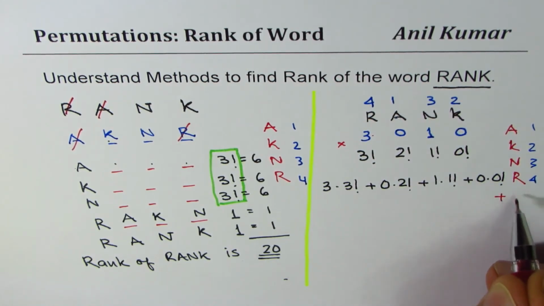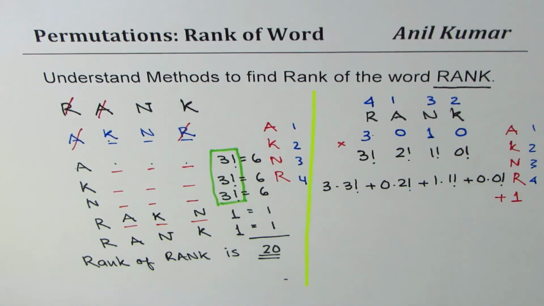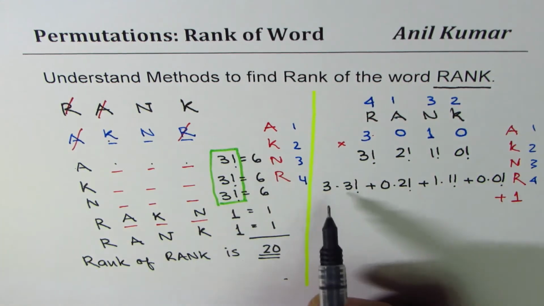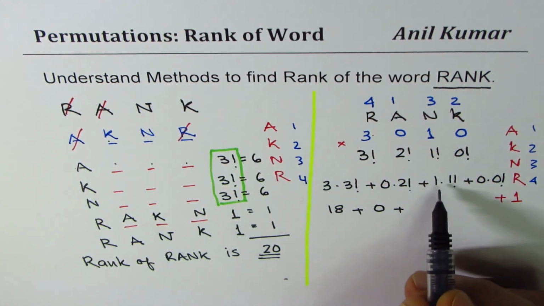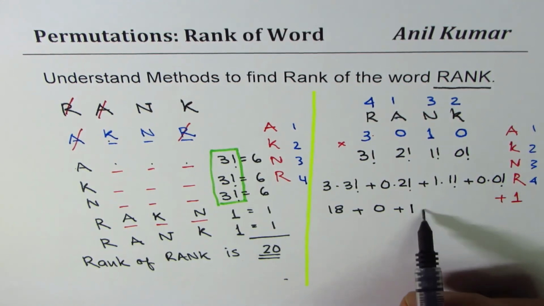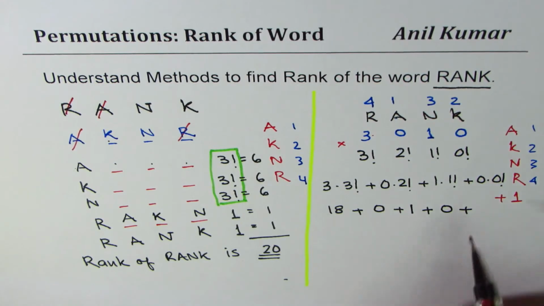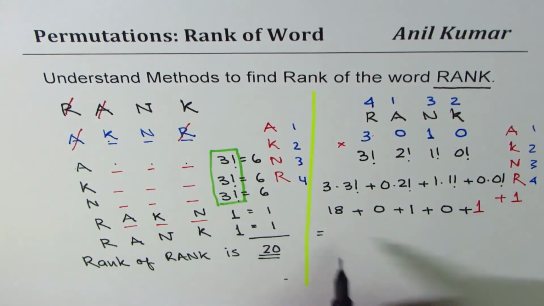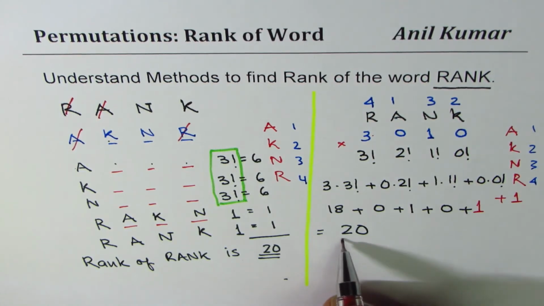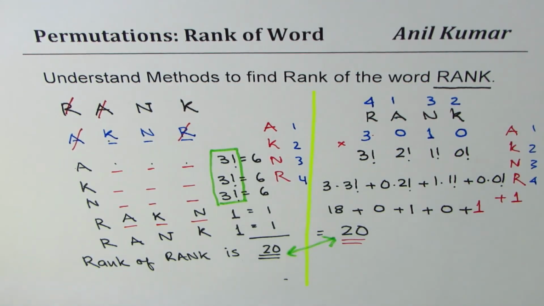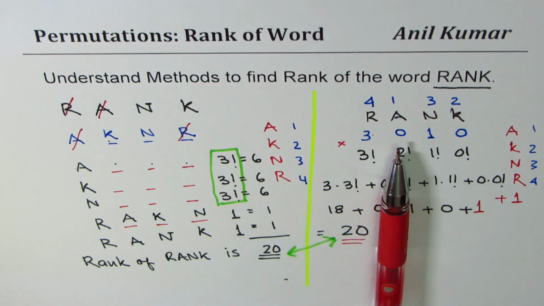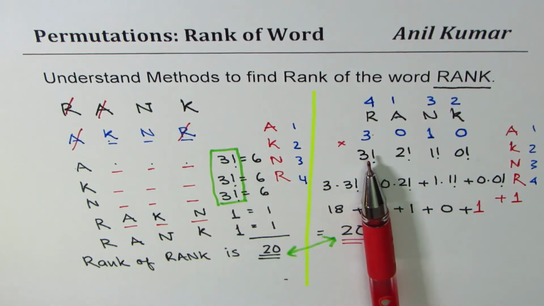Now you have to add 1 to get to the rank of RANK. That is what it is. 3 factorial is 6, so we get 3 times 6, which is 18, plus 0, plus 1 times 1 factorial, which is 1, plus 0, plus the word itself, that is RANK. We add this up: 18, 19, 20. You get the number 20, which exactly matches what we got earlier. I'd like you to go through this video to understand how beautifully it can be done with the shortcut method, and there is a direct correlation.